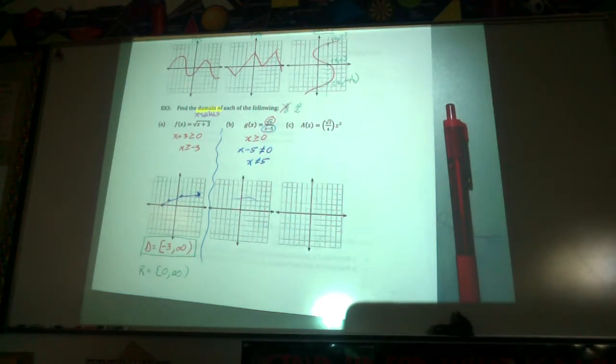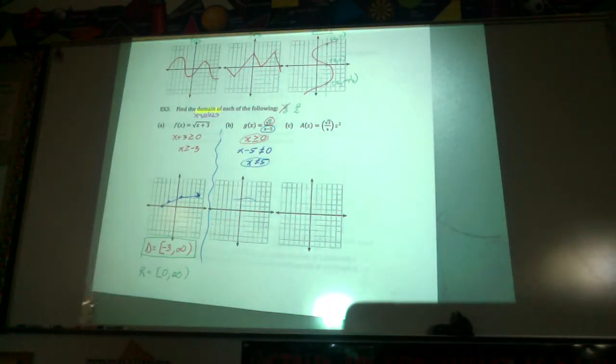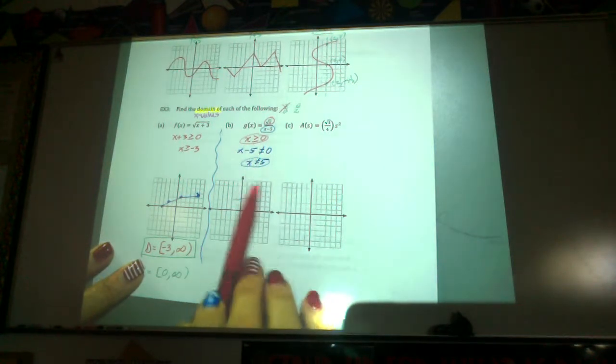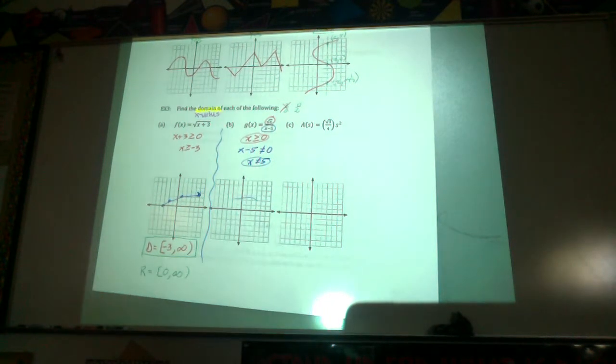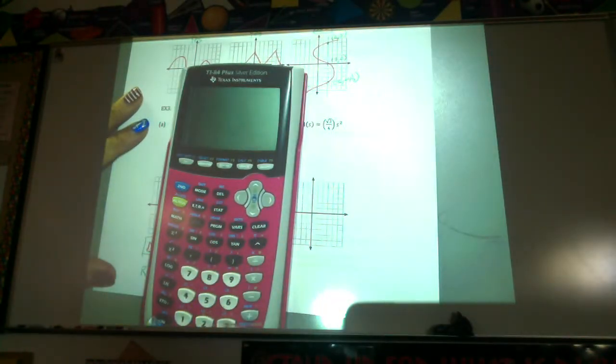So we have to combine this restriction with this restriction. So x has to be greater than or equal to 0, but just not 5. So it creates this kind of hole. So let's look at what the graph looks like, and then we'll write our interval notation.